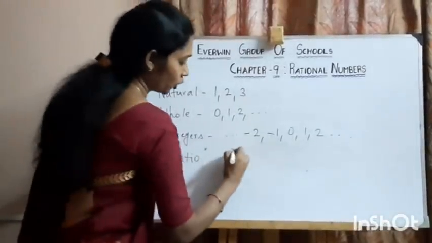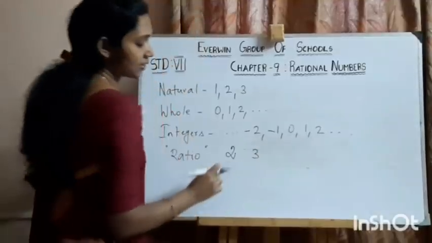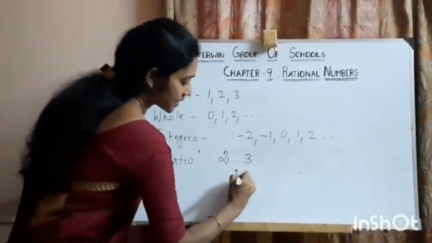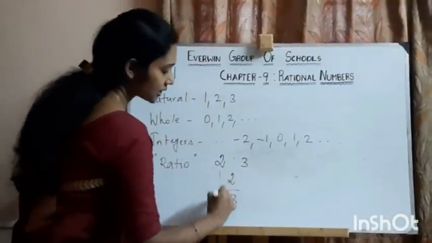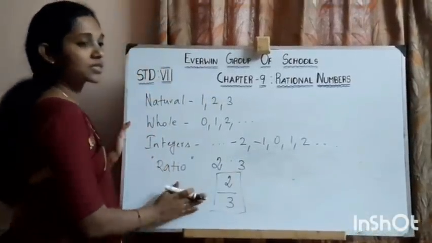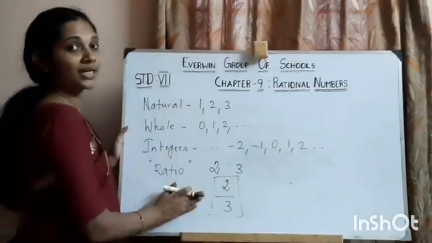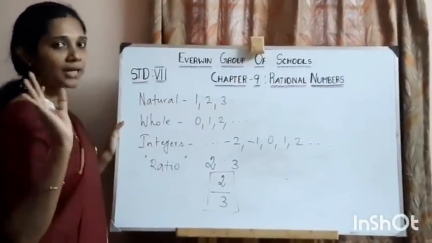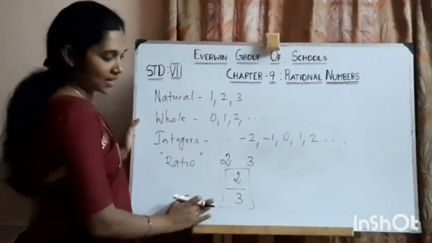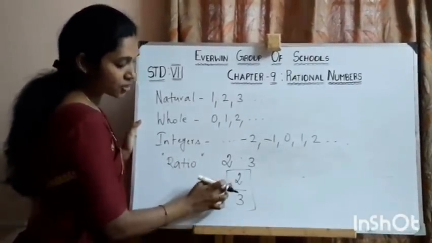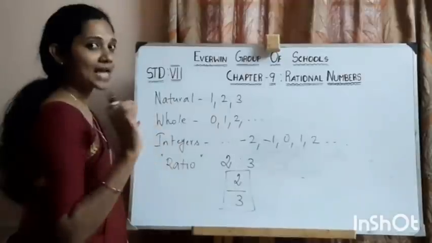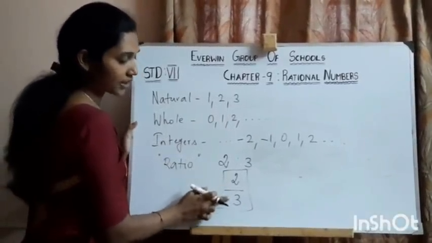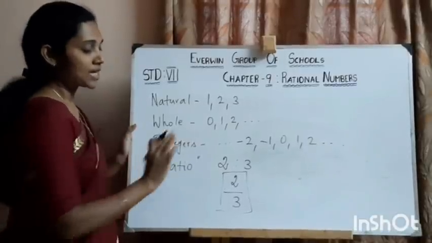Consider the ratio 2 is to 3. This 2 is to 3 can be written as 2 by 3. What is this form called? This form of numbers is called a fraction. You would have studied in your 6th standard about fractions and their properties. Now this is a fraction. In this case, 2 and 3 are natural numbers.